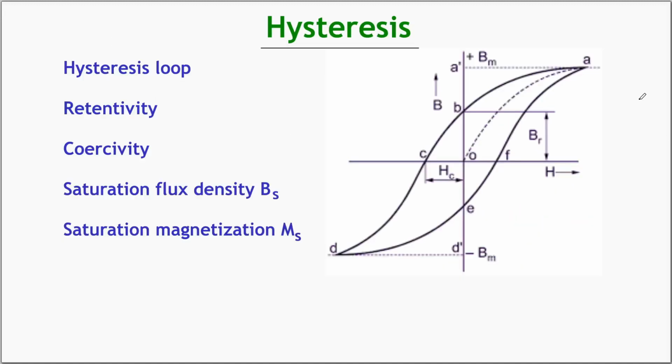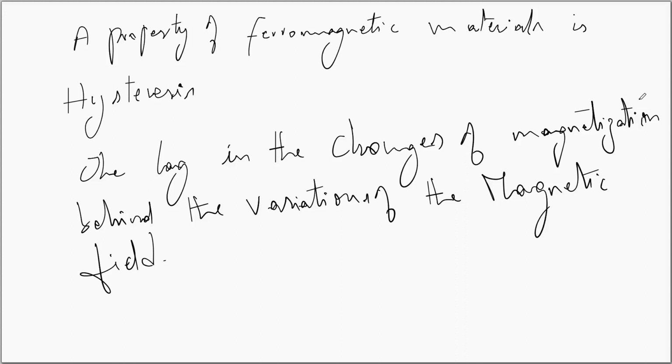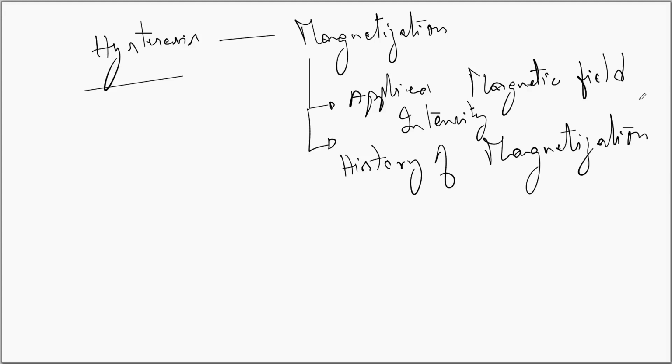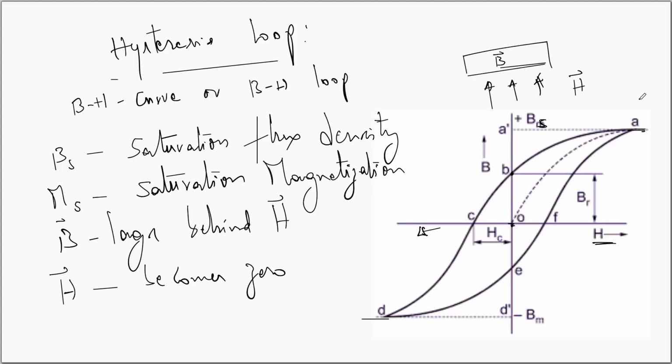In this video we have seen what is hysteresis. We have said that it is a property of ferromagnetic materials and it is defined as the lag in the changes of magnetization behind the variations of the magnetic field. Hysteresis essentially gives us two important aspects of the ferromagnetic materials. It gives us the magnetization increases with respect to the applied magnetic field intensity, and also the magnetization depends on the history of magnetization. The hysteresis loop is also called as a BH curve or BH loop.